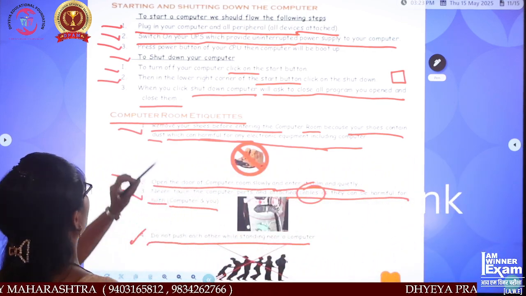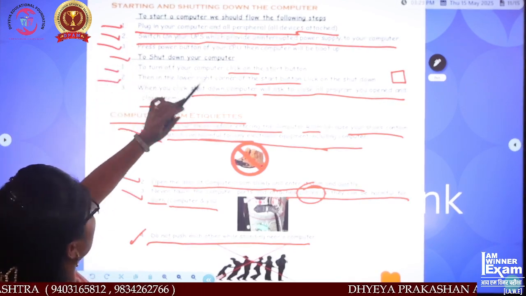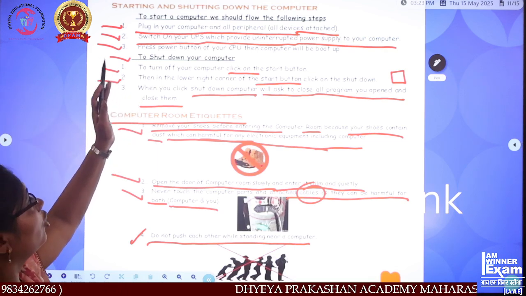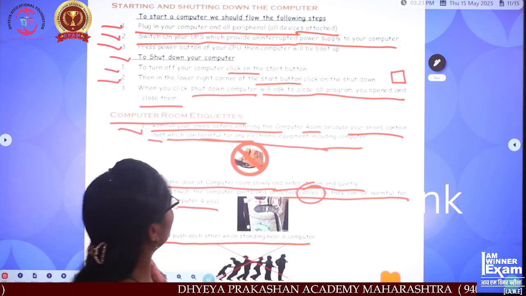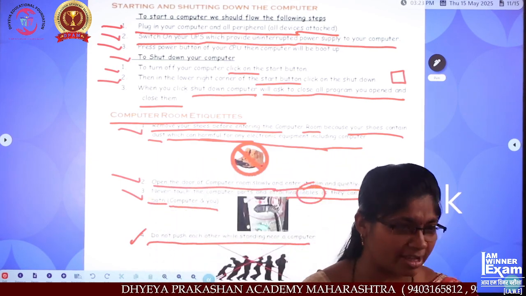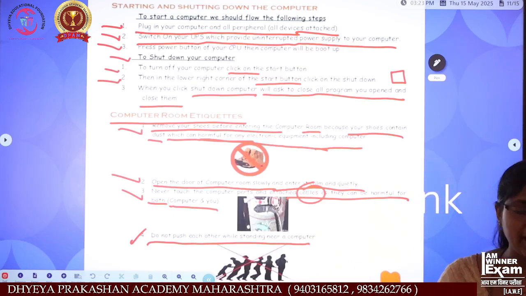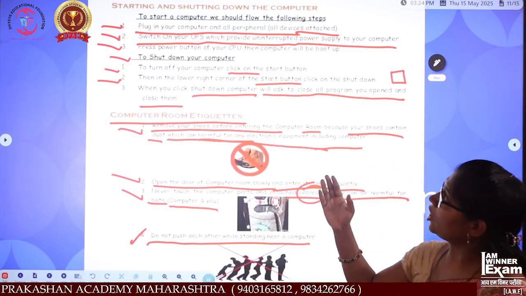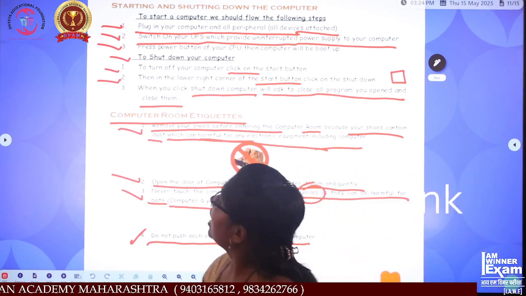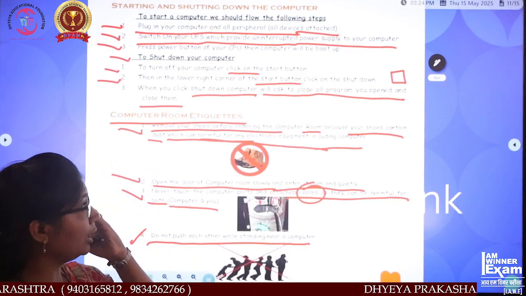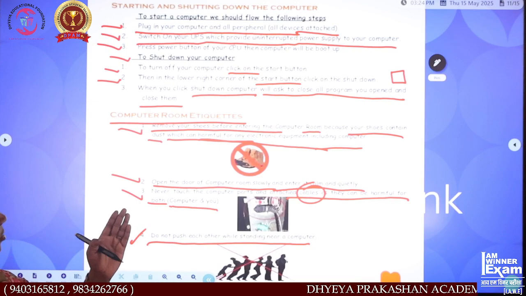Now first is starting and shutting down the computer. To start a computer we should follow the following steps. Plug in your computer and peripherals, all devices are connected. Next one is switch on your UPS which provides power to peripherals and all device attachments, and press power button of your CPU, then the computer will boot up.